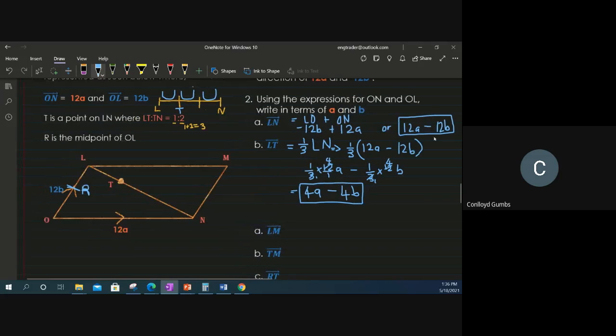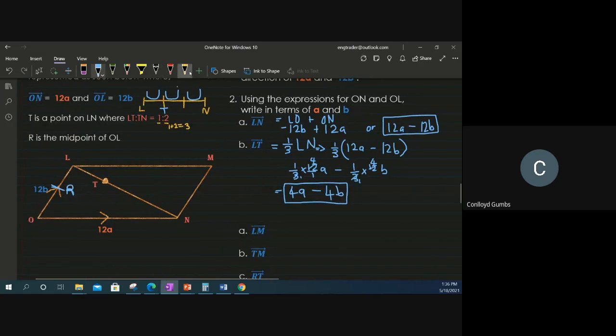And if you compare it, you can see that this here says 12A, 12B, and this here says 4A, 4B. So 1/3 of 12A is 4A, and 1/3 of 12B is 4B. So you can see that that's the answer we're looking for.